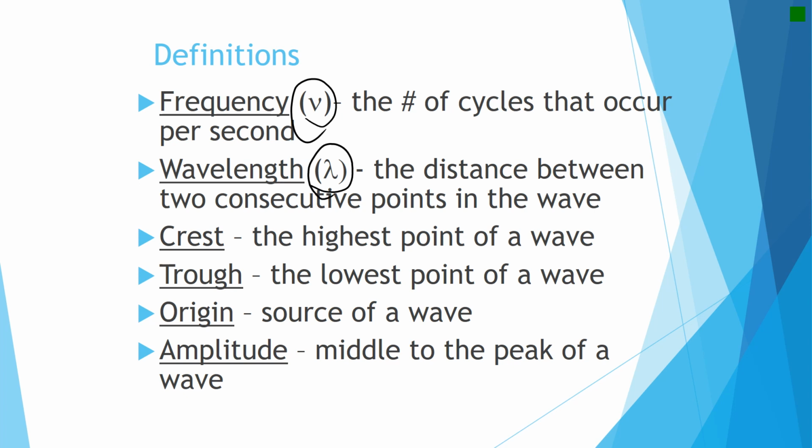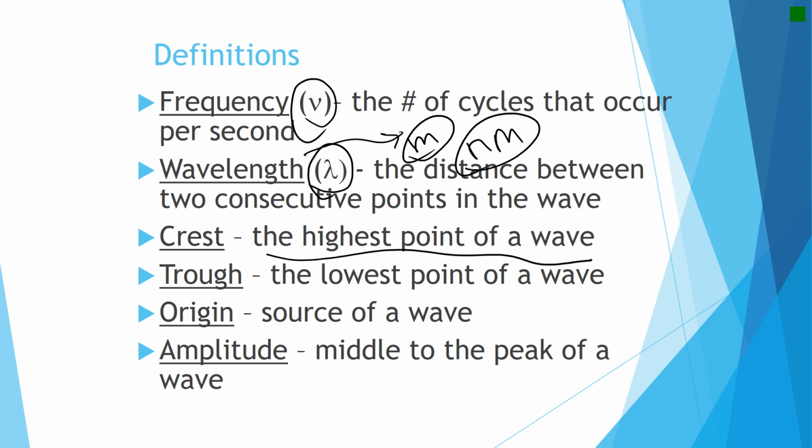Wavelength is using this lambda symbol, and what it is, it's the distance between two consecutive points on the wave, and I'll draw out a wave for you later so you'll actually understand that. But basically, wavelength is the length of the wave, and we typically measure it in meters or nanometers depending on what type of wave it is.